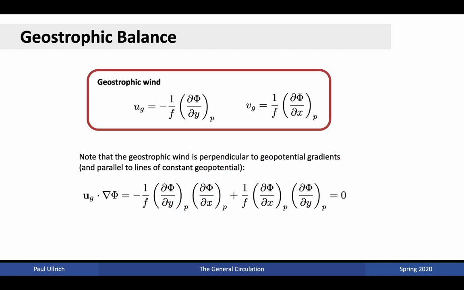These are the formulas for geostrophic wind that I encourage you to memorize. Note that the geostrophic wind is perpendicular to geopotential gradients. That is, it is always moving along lines of constant geopotential. Recall that the geopotential gradients are going to be perpendicular to those lines of constant geopotential.